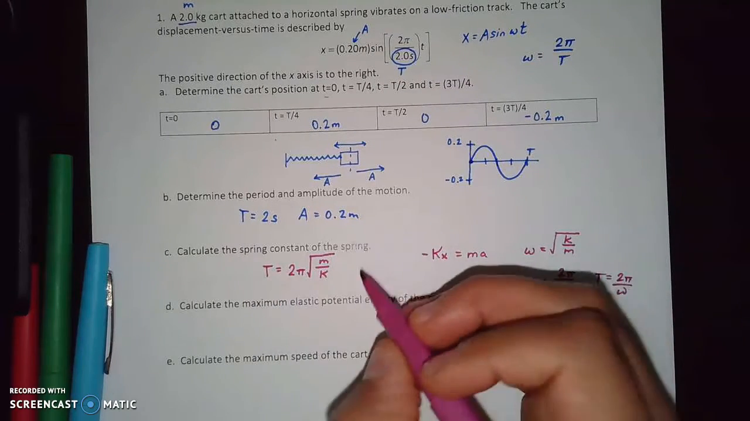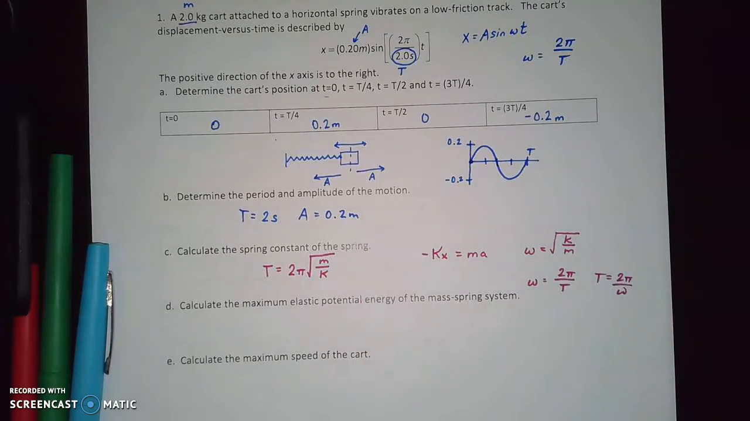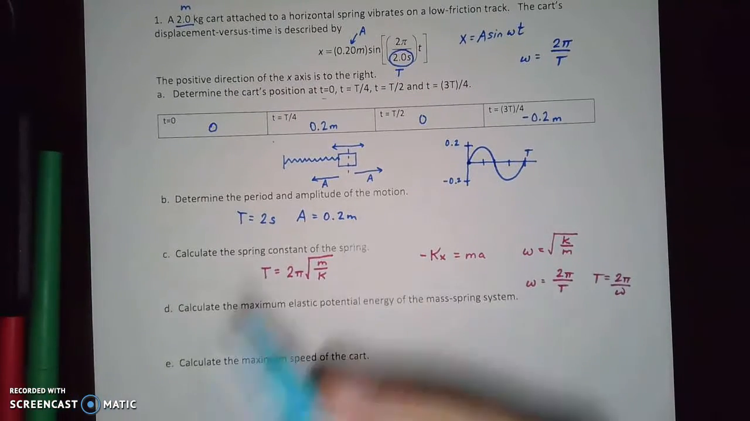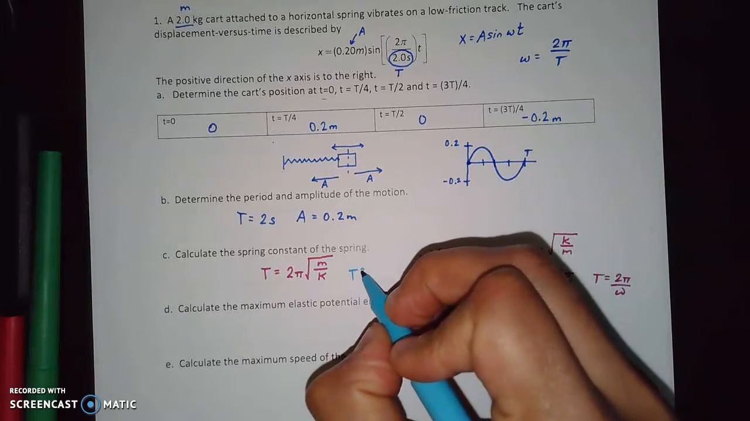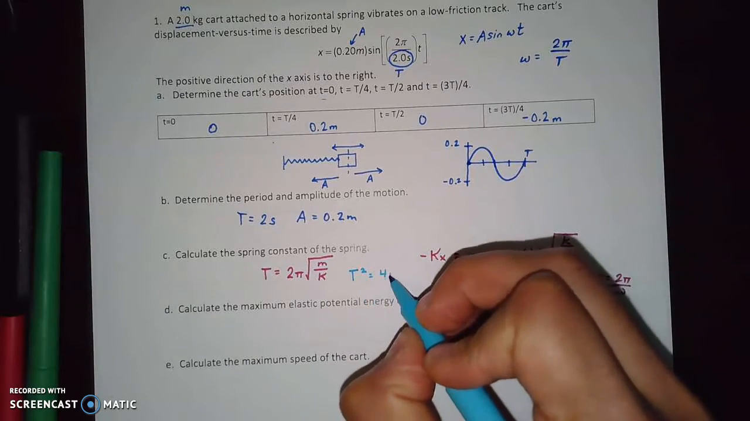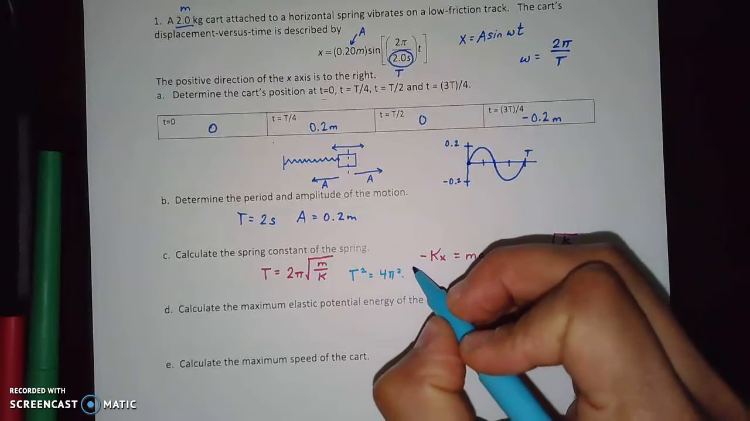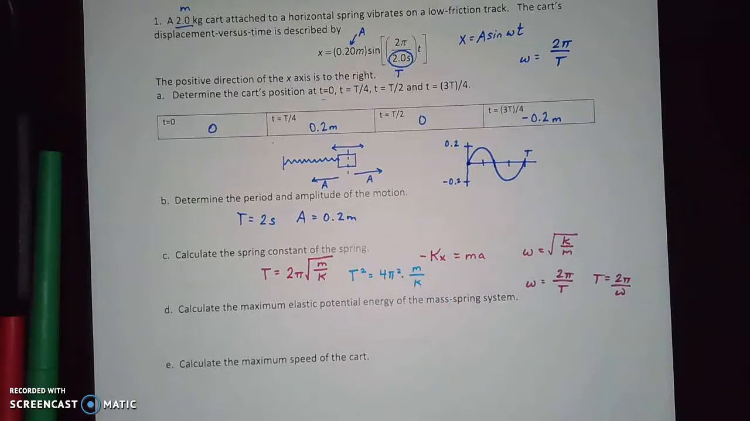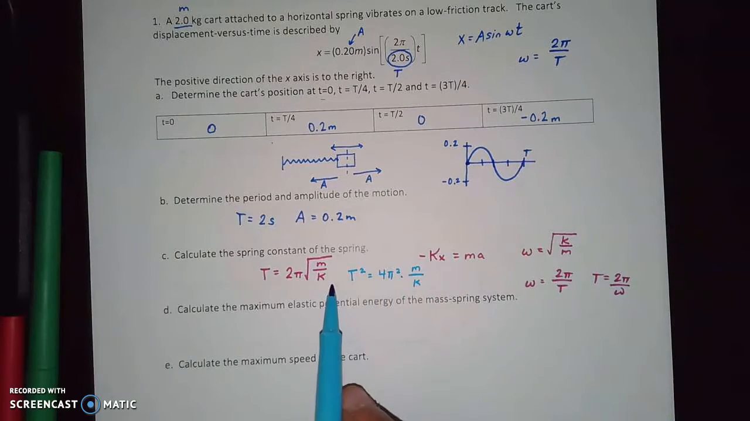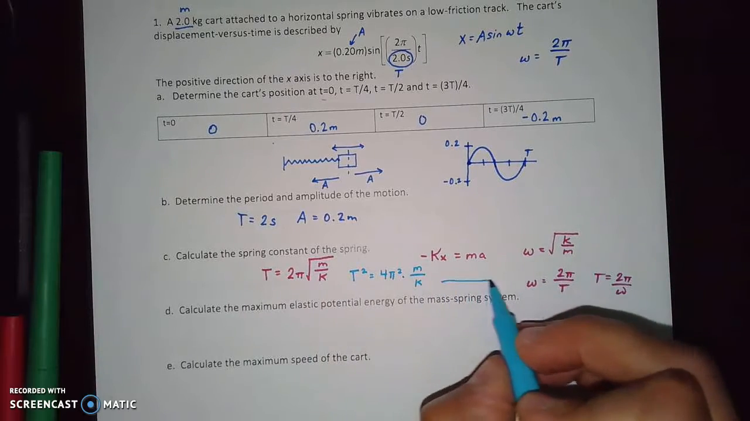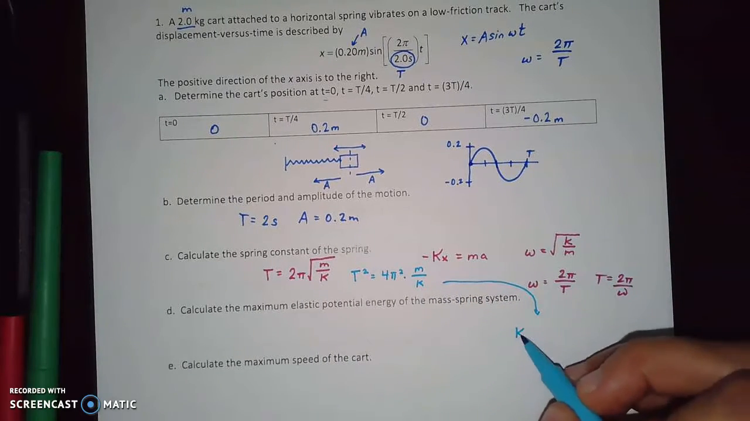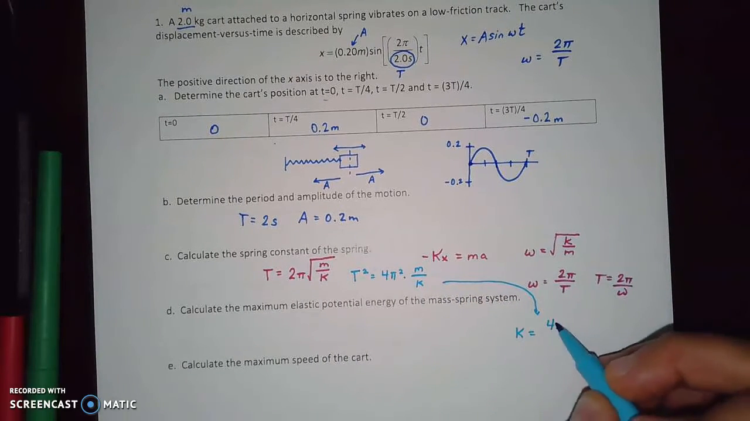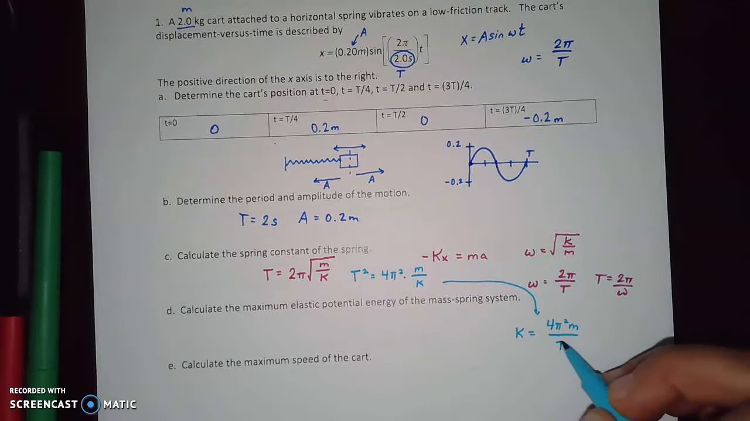And what I'll do is I'll square both sides. So I'm actually going to change colors here to make this a little easier to go through. I'll square both sides. So T squared equals 4 pi squared times m over k. I'm going to multiply k over and divide, so I'm going to bring this over here. So k equals 4 pi squared m over T squared.